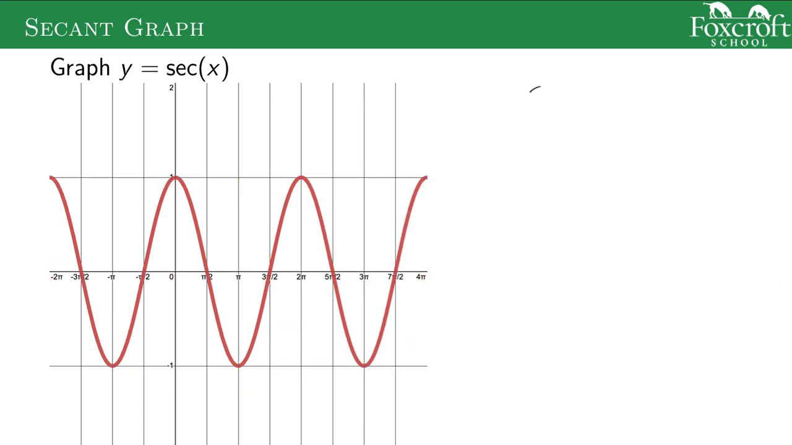Secant's going to look similar because secant is 1 over cosine. So this is the cosine graph. Just like the sine graph, they're going to be the same at the peaks. And then whenever cosine is 0, you're going to get an asymptote.